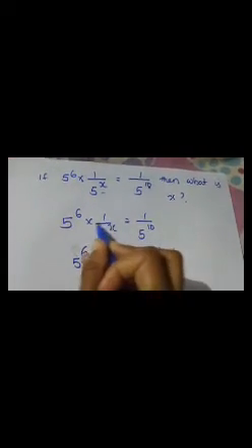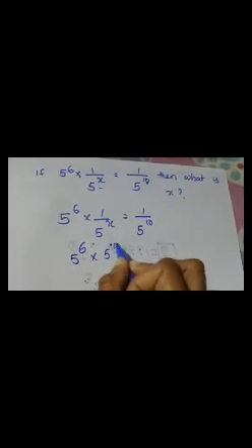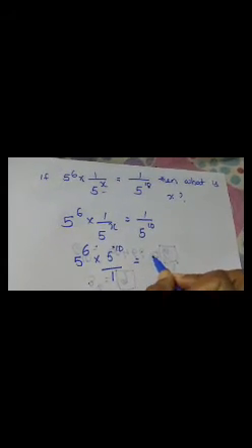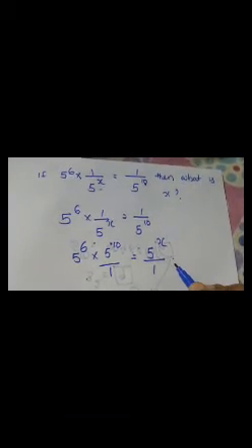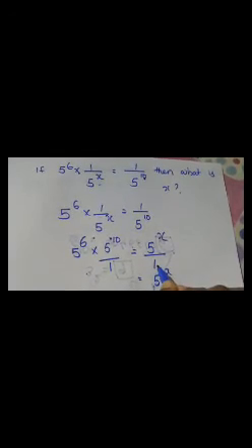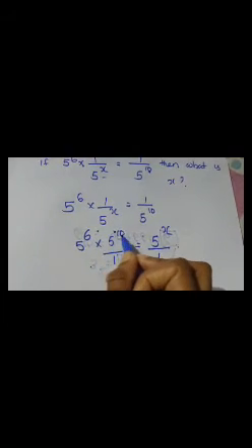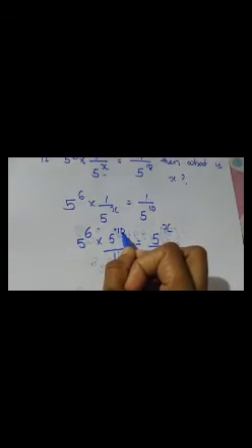5 raised to 6 is there, no change. 1 by 5 raised to 10, here 5 raised to 10 by 1 is equal to 5 raised to x, 1 by 5 raised to x, going to the left side of the equal sign, it became 5 raised to x by 1. Okay, we know that 5 raised to x, the denominator is 1, so we need not indicate it. Then 5 raised to 6 into 5 raised to 10. In our multiplication method, we learned that it is 5 raised to 10 plus 6, 16.